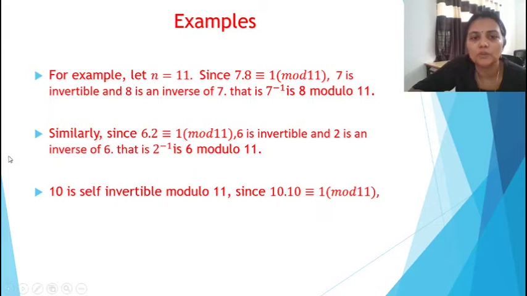Let n equal 11. Since 7 into 8, what is the value? 56. We have to find the modulus value of 11. The multiple of 11 just below 56 is 55. So 7 × 8 = 56 is congruent to 1 mod 11. Therefore, 7 is invertible and 8 is an inverse of 7. That is, 7 inverse is 8 modulo 11.